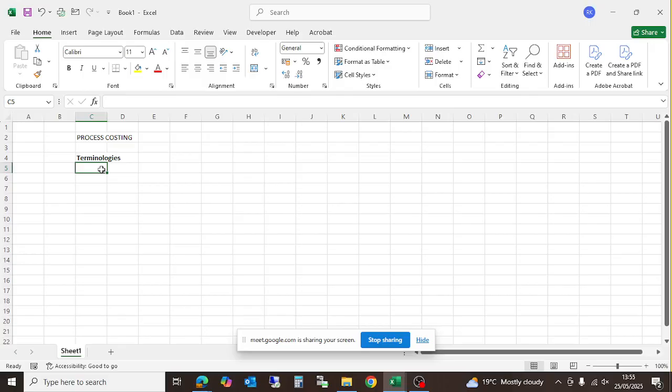So, terminologies that we are supposed to understand. Number one, we are supposed to understand the word process account. You know how that question was asking for a process account, and then I was like, okay, what is a process account? You need to understand what a process account is. So, a process account is an account that we use to record all costs pertaining to a process, such as materials, labor, or overheads used in any particular process.